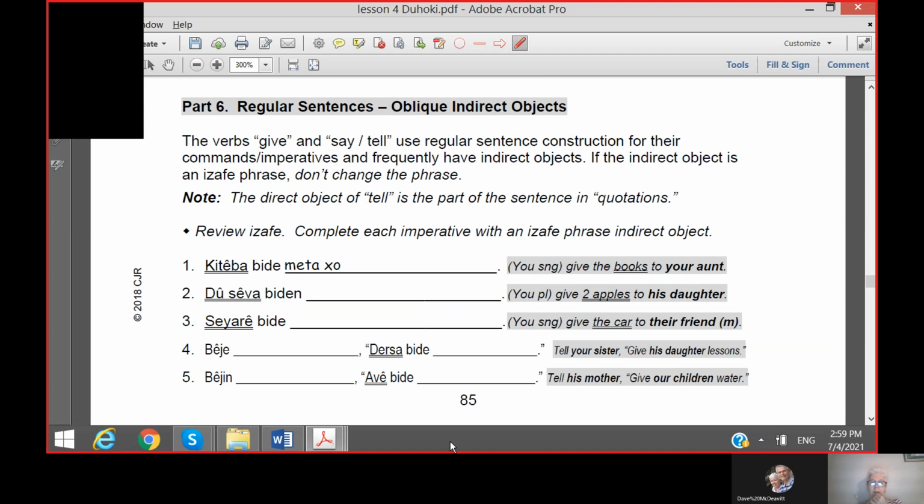Okay. How about this one? You, plural, give 2 apples to his daughter. His daughter is going to be our indirect object. 2 apples is our object. Do save. So do save, and then is the oblique case plural ending. Bida would be singular for give, but it's plural, so bidun.